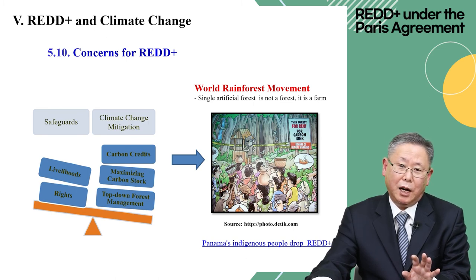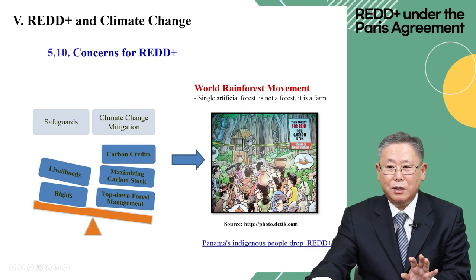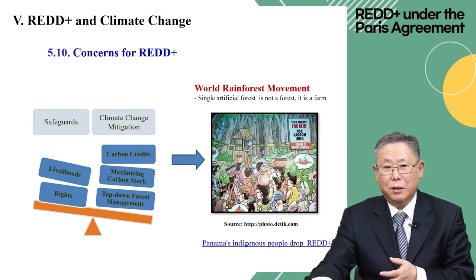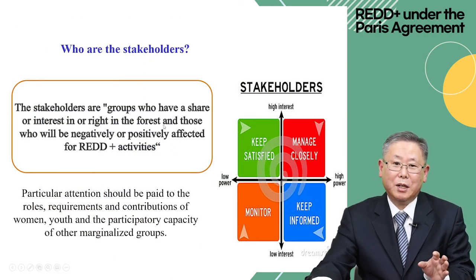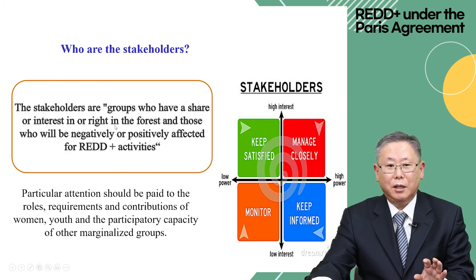But there are some problems or concerns about REDD, such as those raised by the World Rainforest Movement, an NGO. They strongly argue that a single artificial forest is not a forest. It is a farm. Also, the villagers cannot use any forest resources because the area is protected by the REDD program, which means no one can go inside freely. So the indigenous people or villagers have problems using these forest resources, and they are against this. So who are stakeholders? Stakeholders are groups who have a share, interest, or right in the forest, those who will be negatively or positively affected by REDD activities.